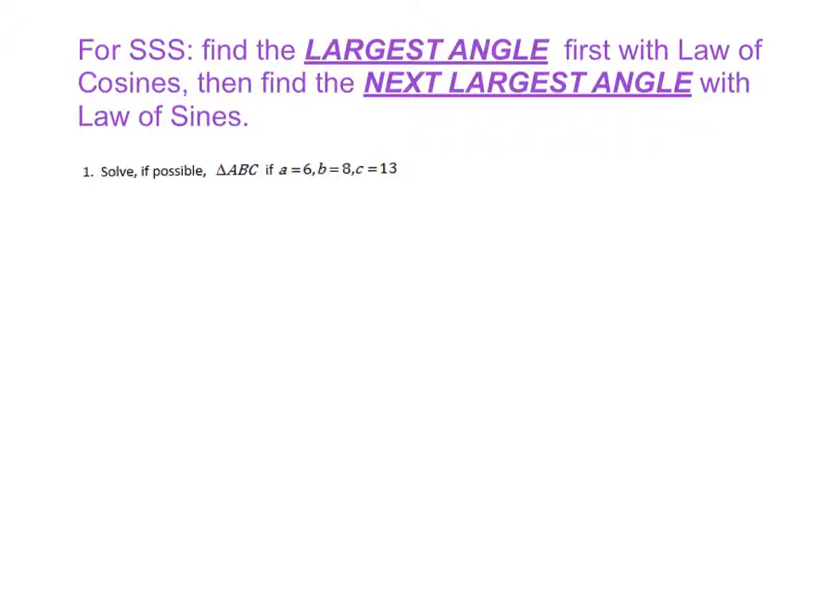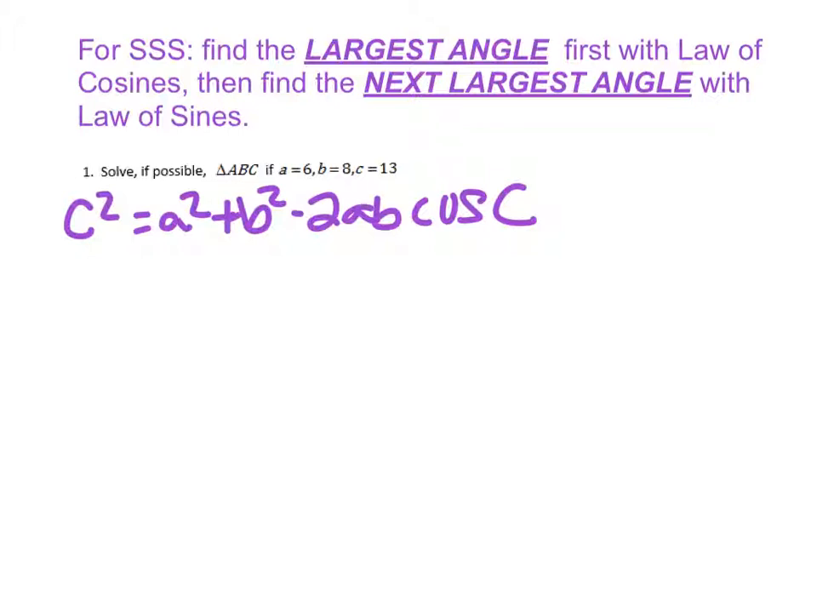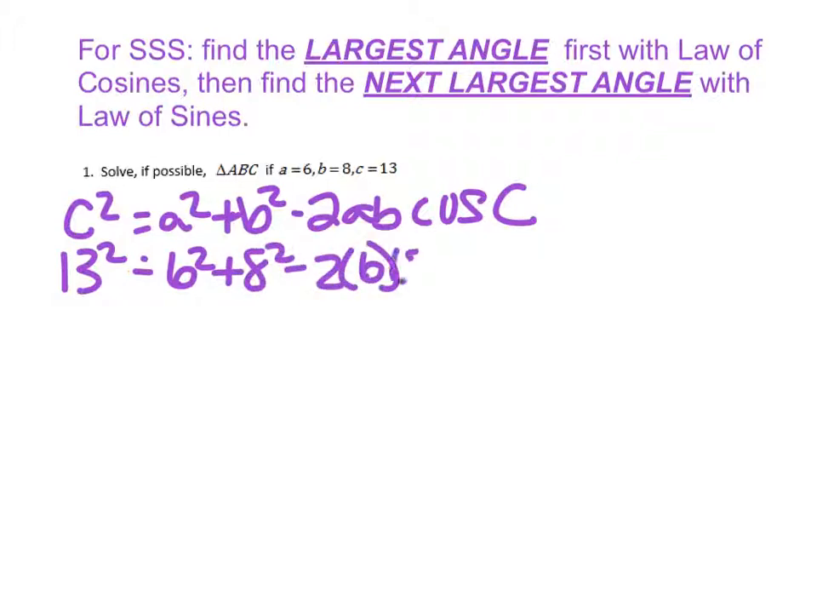So I said that you always start with the largest one first. And since 13 is my largest side, that means that C is going to be my largest angle. So C squared equals A squared plus B squared minus 2AB cosine C. And then you're just going to do my favorite thing. You're going to plug and chug. 13 squared equals 6 squared plus 8 squared minus 2AB cosine C.